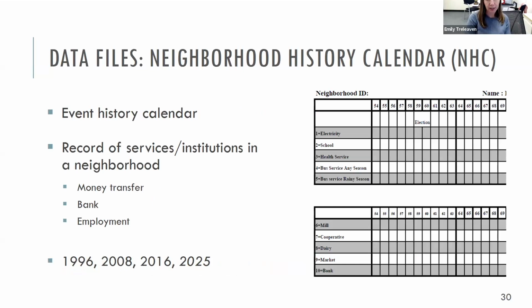The neighborhood history calendar can be used to generate neighborhood level measures of interest related to migration. So this is an event history calendar that was collected in 1996, 2008, 2016, and is slated and funded to be collected in 2025, although I do not know the exact timing. And this is a record of services and institutions in each of the 151 CVFS neighborhoods, retrospective. So the 2025 calendar would collect information on the presence of the set of services from 2016 to 2025.